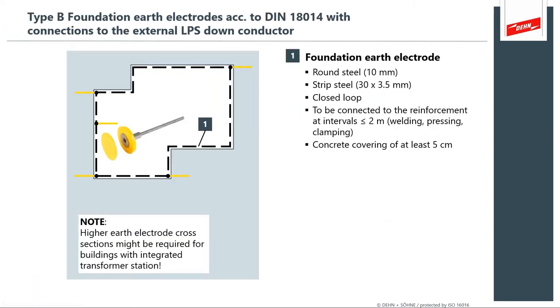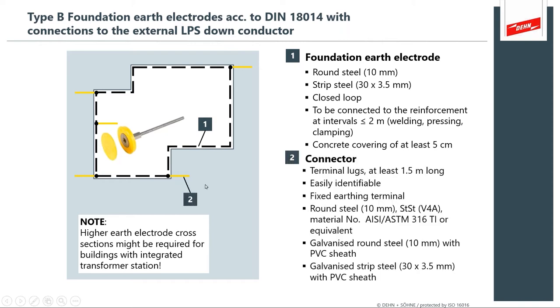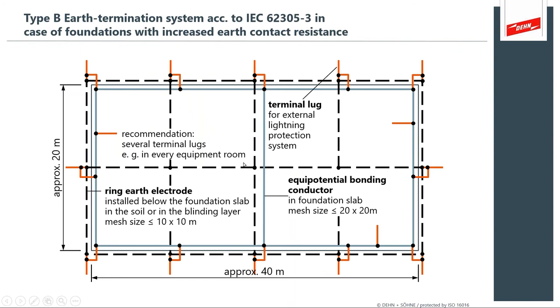Foundation earth electrodes. We know that we're looking for things like the closed loop. We're looking for the embedded connections so that you have points where you can access that earth electrode. We're looking for connections that are easily identifiable. We're looking for galvanized materials that are resistant to corrosion. With a type B earthing electrode system design, you want to make sure that it obeys the recommendations. We're looking for foundations with increased earth contact resistance.